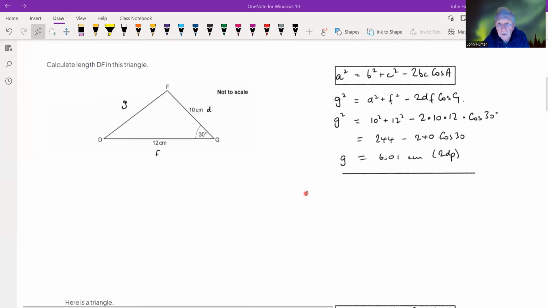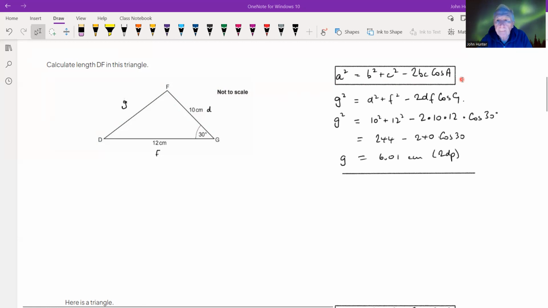Let's just have a look at one or two examples then. Calculate length DF in this triangle here. Okay, we've got two sides and we've got the angle here. This shows D, F, and G, so I've marked the lengths d, f, and g with small letters. Here is our formula: a squared equals b squared plus c squared minus 2bc cos A. Hopefully you'll be able to have instant recall for it, but chances are it's going to be on the front of any examination paper you've got.